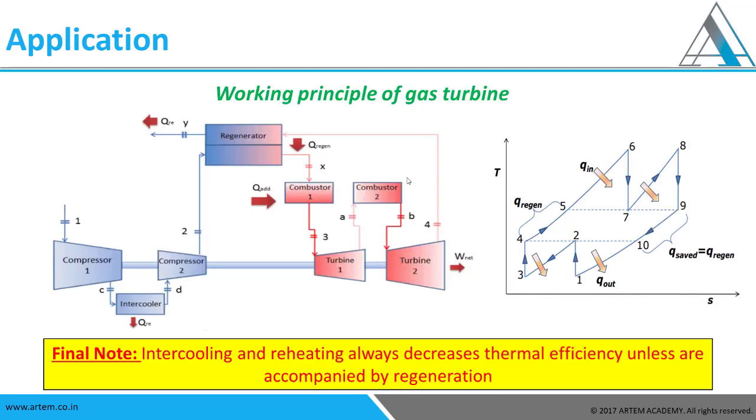This is the actual general ideal process that is happening in the gas power plants that we see. You can see that this graph employs everything. You can see the regeneration concept here, the intercooling concept here, and the reheat concept here. So everything is employed here, and that is how you optimize it to make your cycle more and more effective. Final note: intercooling and reheating always decrease thermal efficiency unless they are accompanied by regeneration.